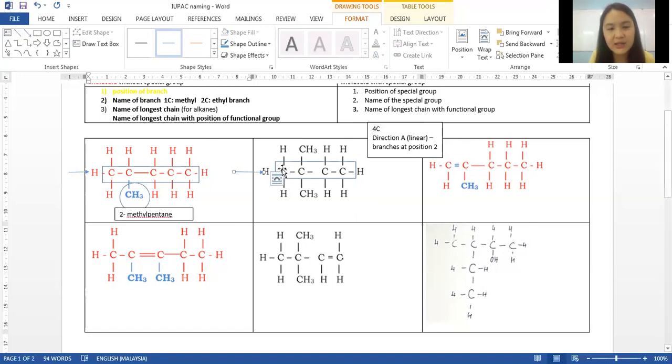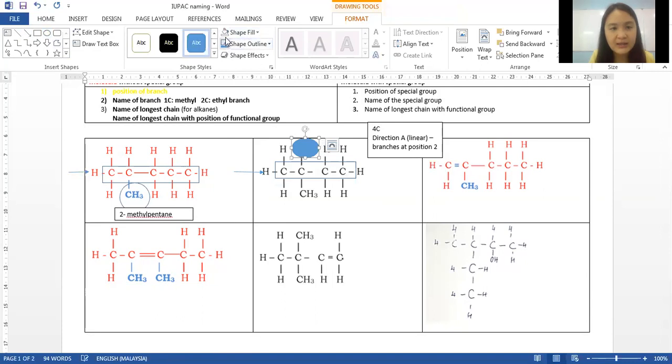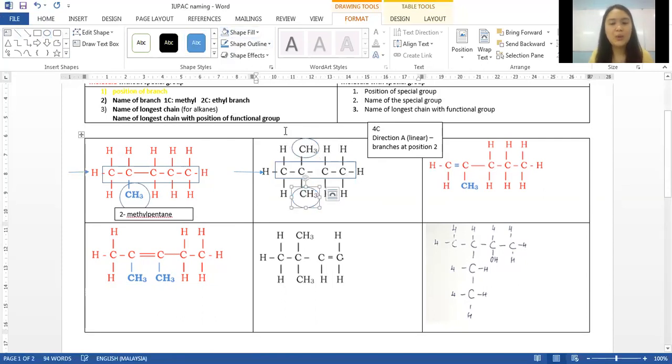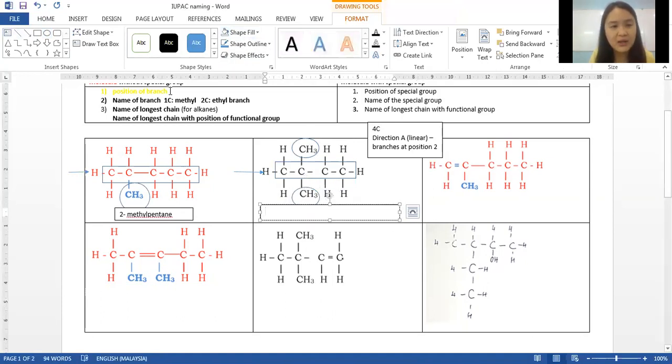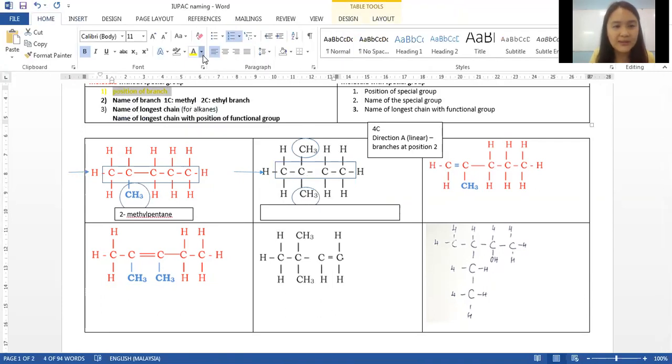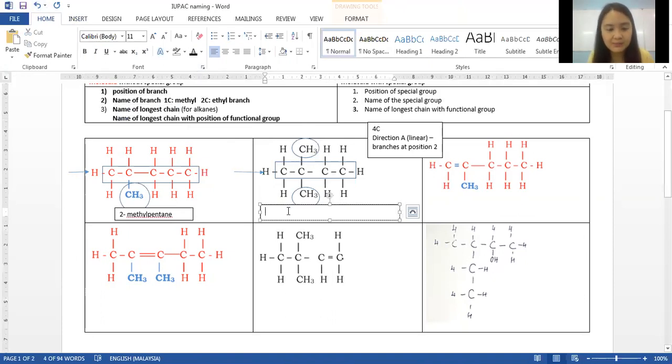So this is how I'm going to read it: carbon 1, carbon 2, carbon 3, carbon 4. And whichever carbon is outside of the longest chain, that is called the branch. So you have a branch that is up, and another branch that is down. Once you're able to analyze this, the next thing is you should be able to name it. To name it, you always start with the position of the branch. Since I have 2 branches, I need to tell the position of both. Branch 1 is positioned at carbon number 2.